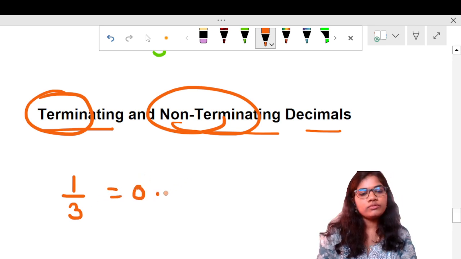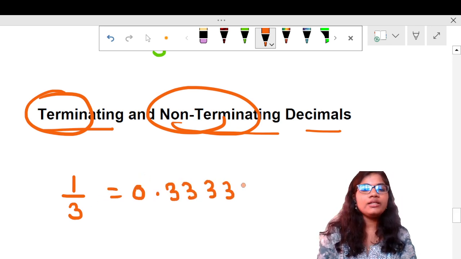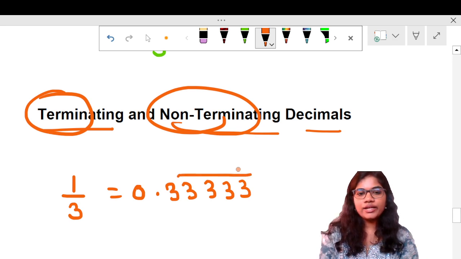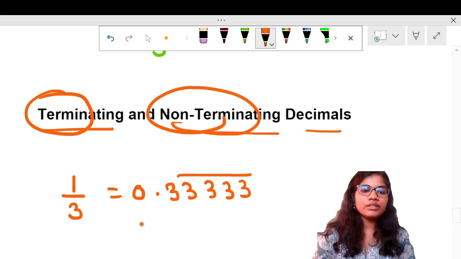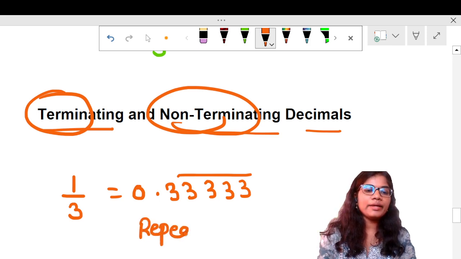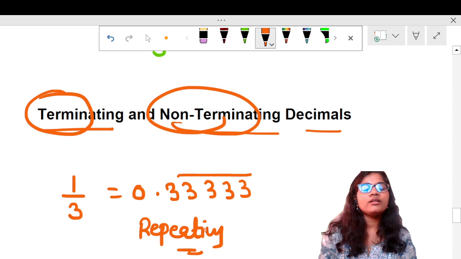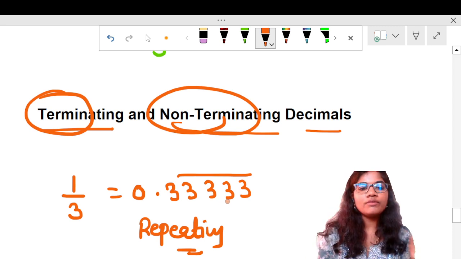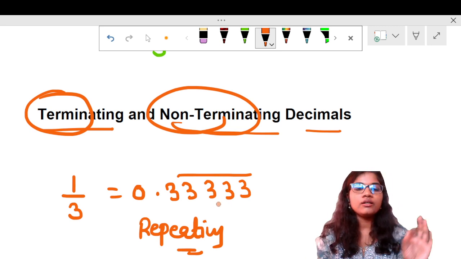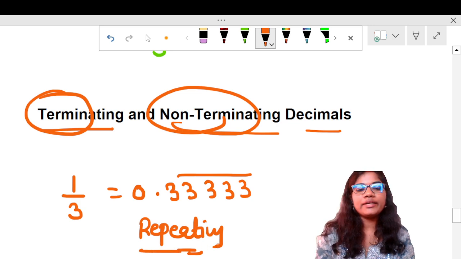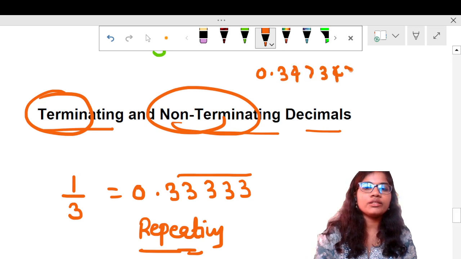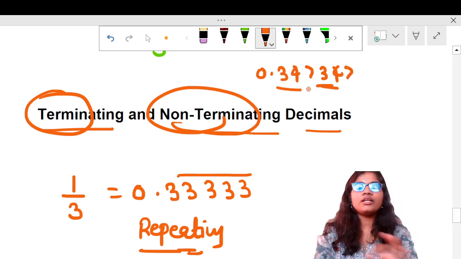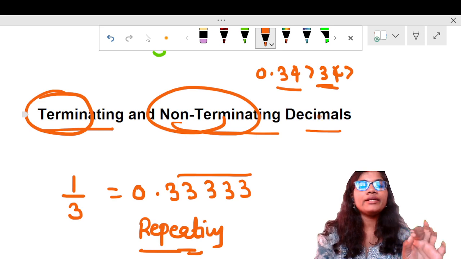You have seen that 3 is repeating here, so this decimal is also called a repeating decimal. Why? Because 3 is repeating here. Whenever a digit or digits are repeating, it is called a repeating decimal. It might be 0.347347, where 3 digits are repeating. So this decimal is called a repeating decimal.